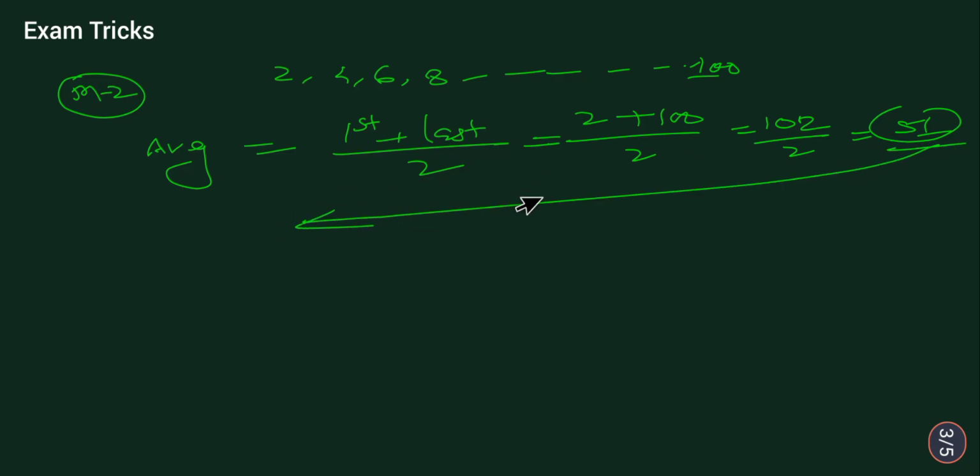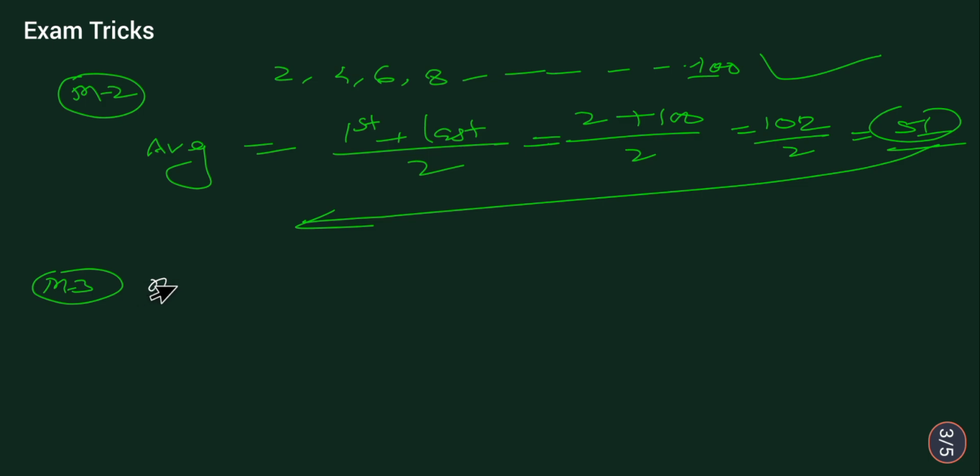This is the average of the whole series, the whole set of numbers, right? What you took was the average of the first and last terms, and that is the average of the whole series. 51 is the average of all the numbers, that is, the even numbers from 1 to 100. Is it clear? Now method number 3.